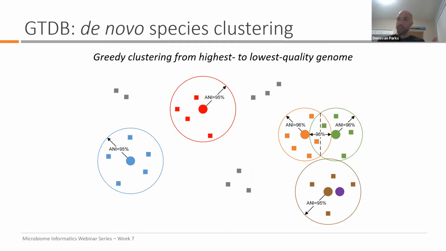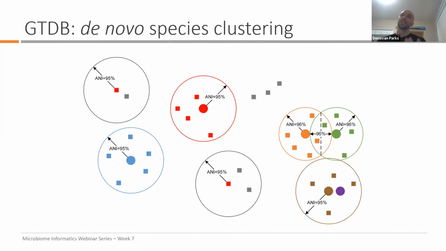So given this measure of quality, we can figure out which of these unclustered genomes has the highest quality. So let's say it's this one. It becomes our representative of a new GTDB species, and then we just apply the standard ANI rules. Then we find the next genome that has the highest quality amongst those that are still not in a species cluster, and we continue doing this process until all genomes have been assigned to a species cluster.